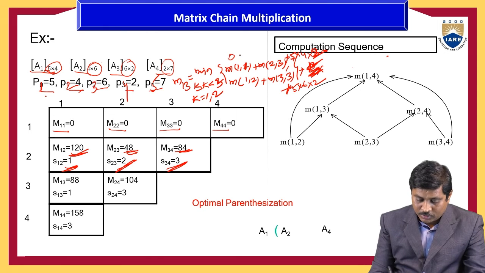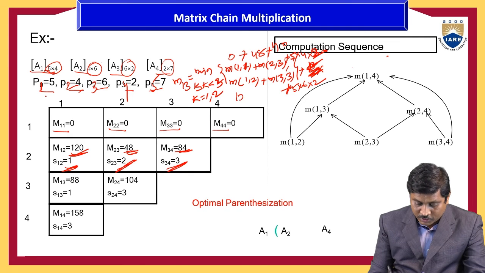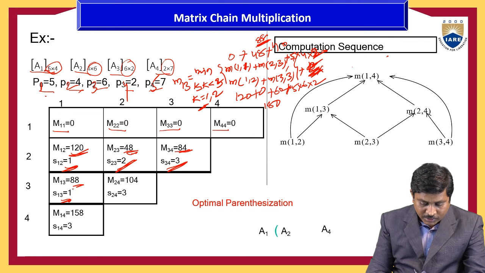M11 value is 0. M23 value is 48, plus 5 into 6 into 2, that is 60, so the total is 88. For the other one, M12 value is 120, M33 value is 0, plus 60, so this value is 180. This value is 88 and this value is 180. Among these, the least value is 88, for k equal to 1.